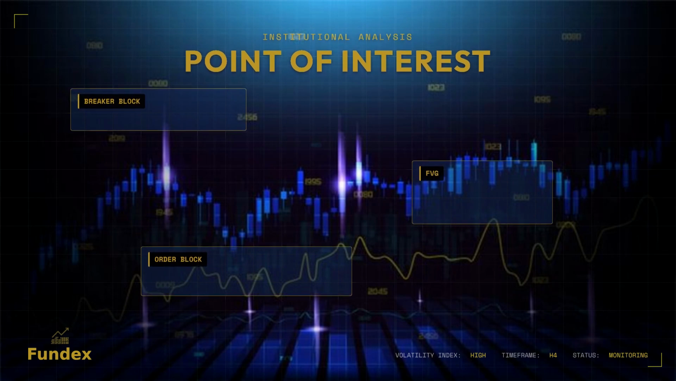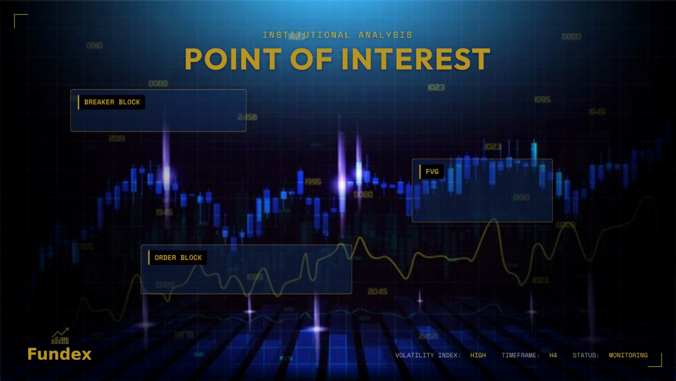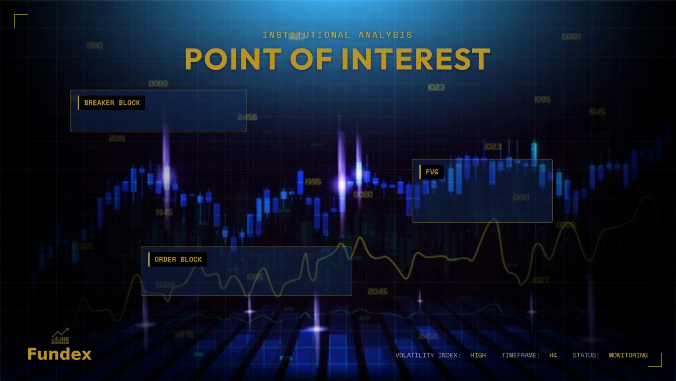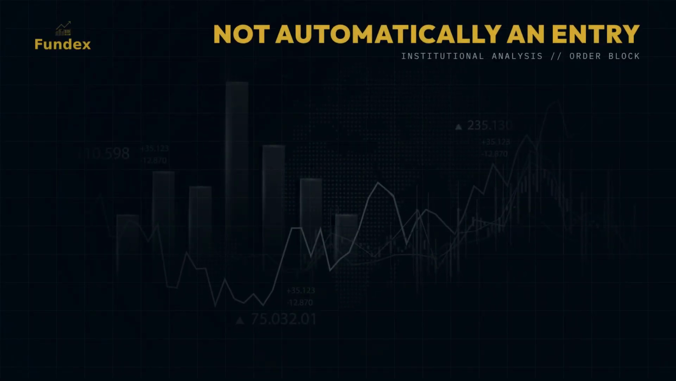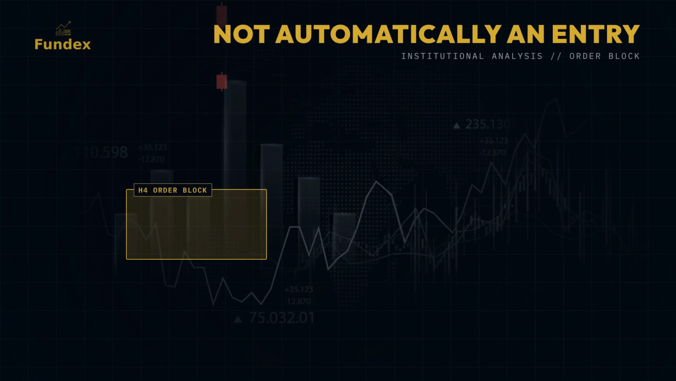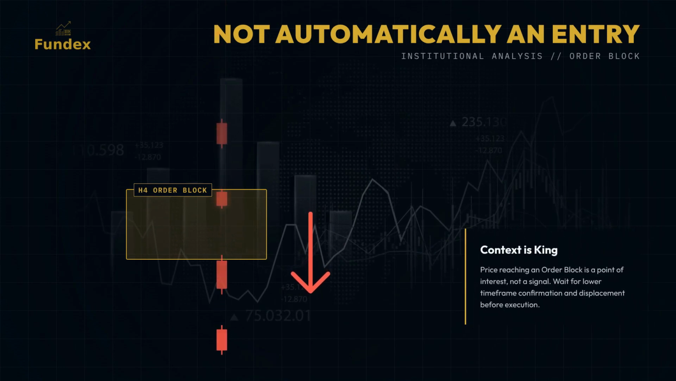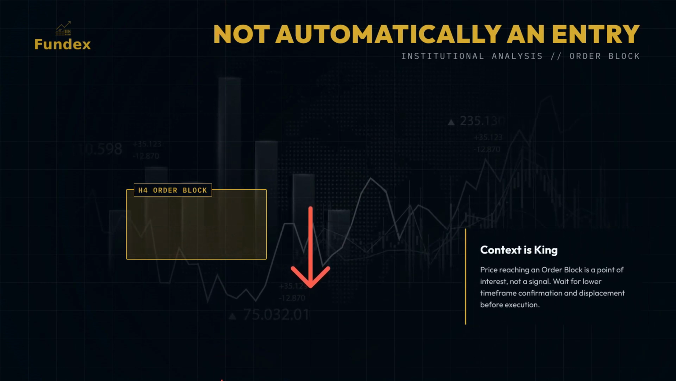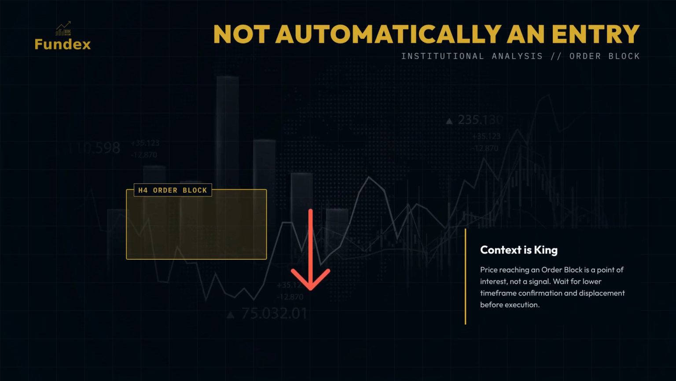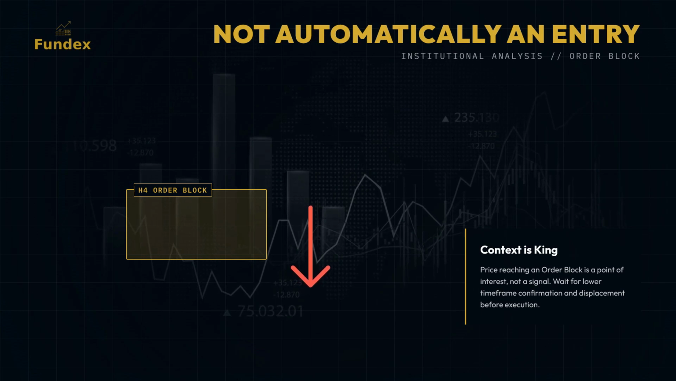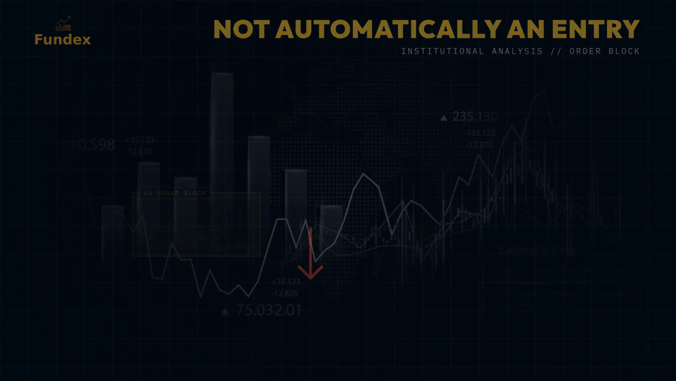Once the directional framework is established, the next step is to identify where the reaction may occur. This is where key institutional levels become important. These levels may include a fair value gap, an order block, a breaker block, a mitigation block, or another clearly defined point of interest. However, identifying a level does not mean we immediately place a trade when price touches it. A fair value gap is not automatically an entry. An order block is not automatically an entry. An order pairing is not automatically an entry. These elements help us build a trading idea, but the market must still confirm that idea.